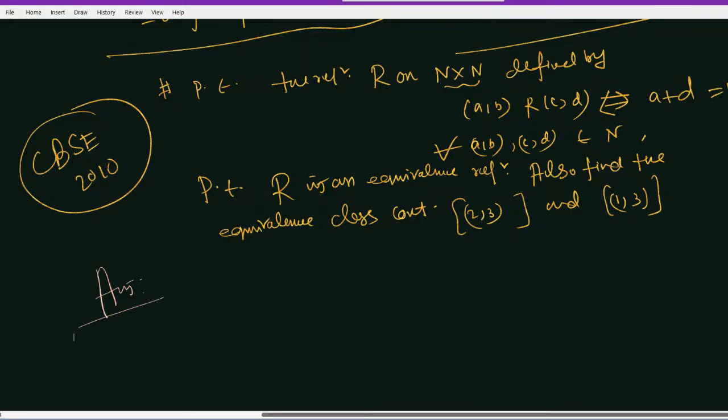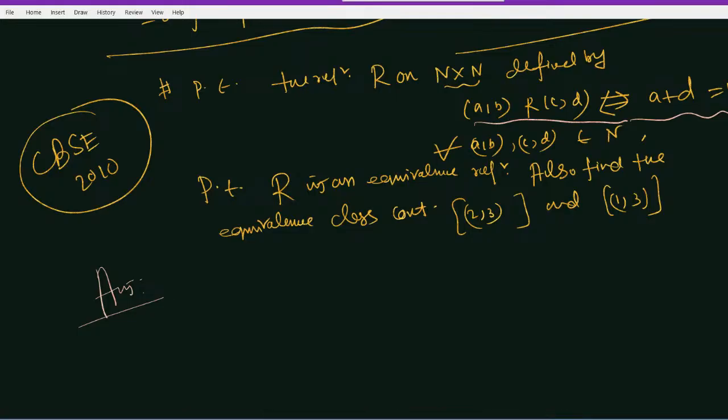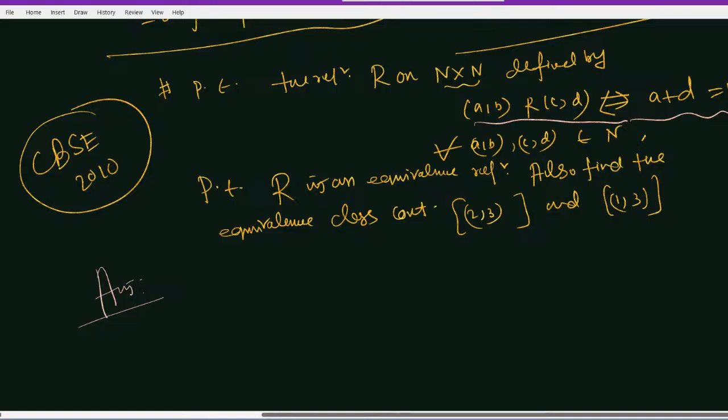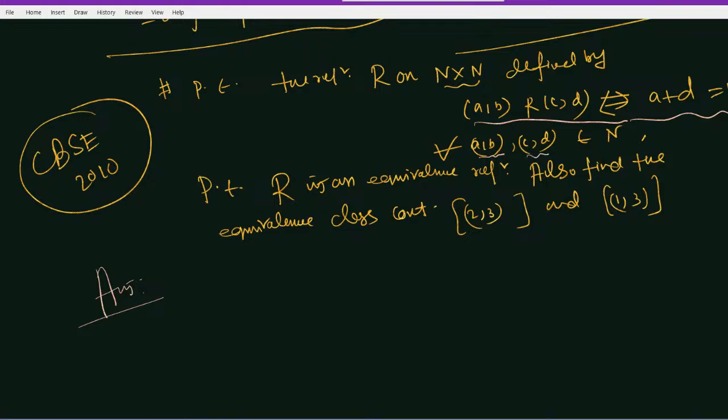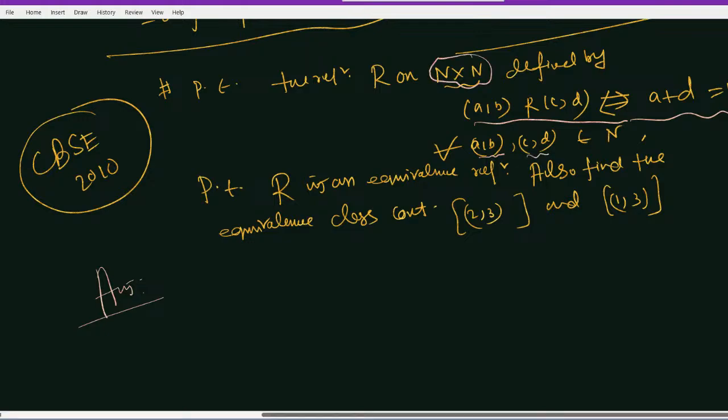So proving this one is a challenging problem. AB is related to CD if A plus D equals B plus C. How do we incorporate this here? Here the main problem is that the elements are not A, B, C; the elements are AB, the ordered pair, and CD, because you are defining the relation on N cross N.